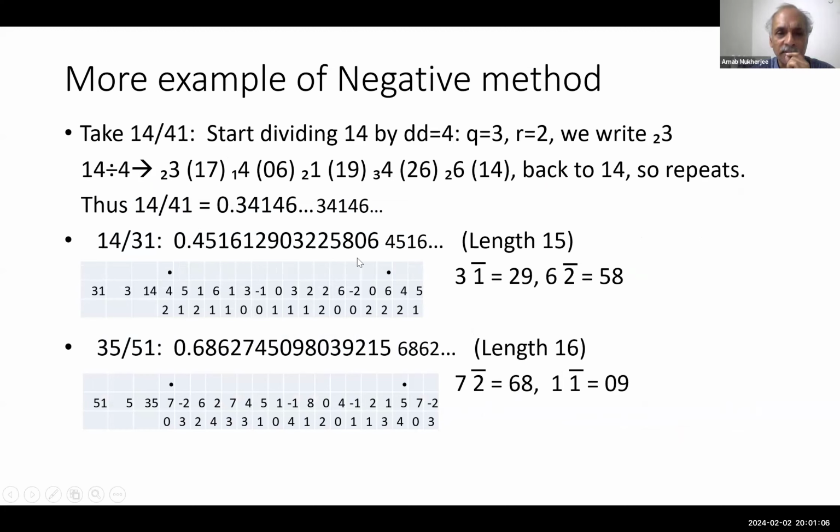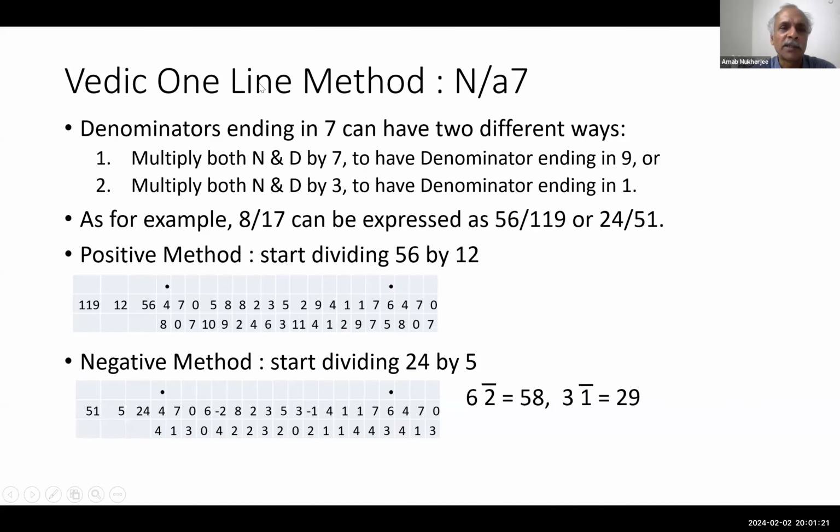14 by 31. Here also we got negative. 35 by 51. Here it is 35 by 51. Now, you see, using one method, n by a by 7.